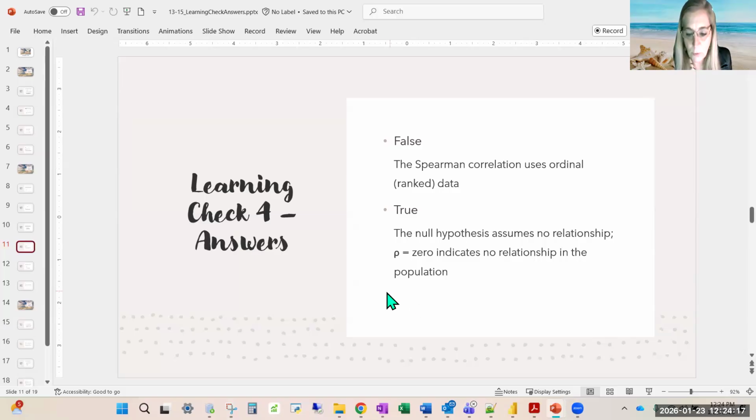Also, the second one was true. The null hypothesis assumes there's no relationship, so rho equals 0.